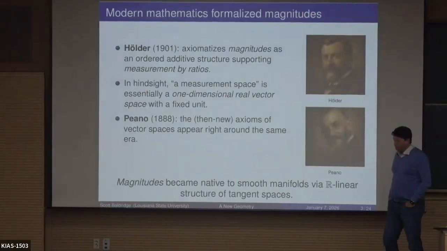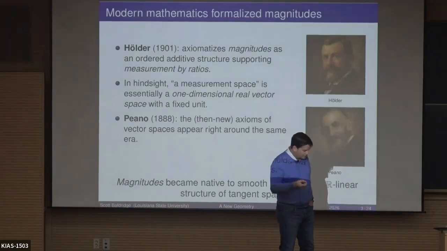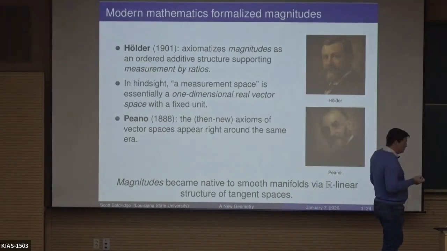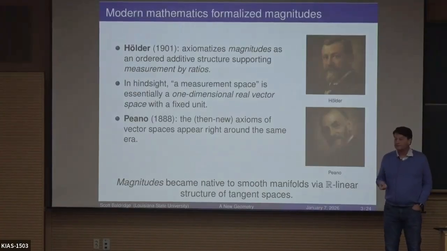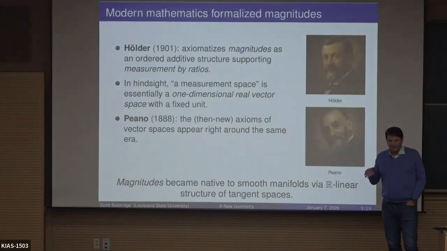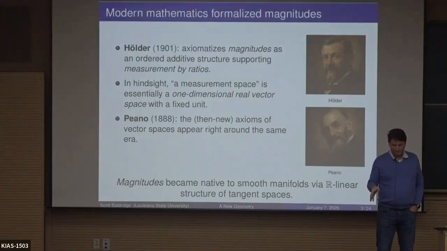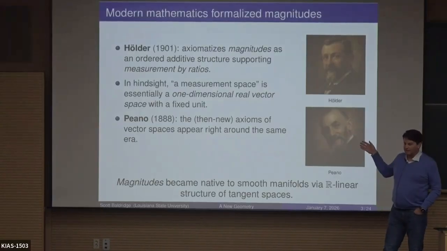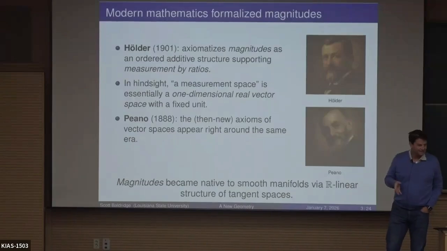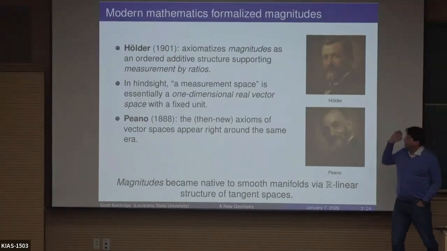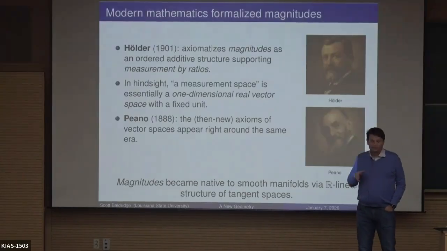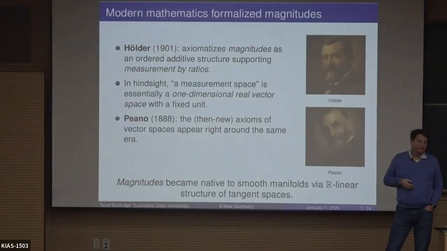So just a little bit of the history, what got us interested in measurement using lengths when we're talking about smooth manifolds. There's actually quite a bit of history here, where the top mathematicians of the last 500 years thought really, really hard about this. I'm going to throw a couple of things up on the slides here, and I invite you to go explore some of these papers because they're fantastic. For example, Hölder, in 1901, axiomatizes what a magnitude is as an ordered additive structure supporting measurement by ratios.